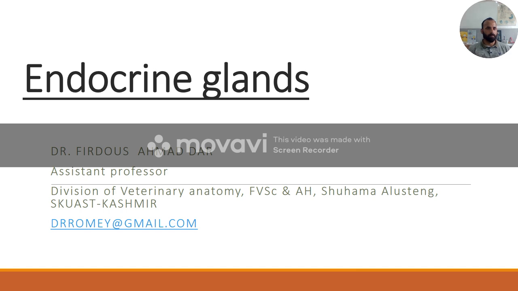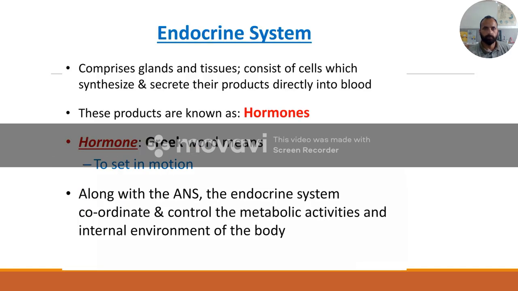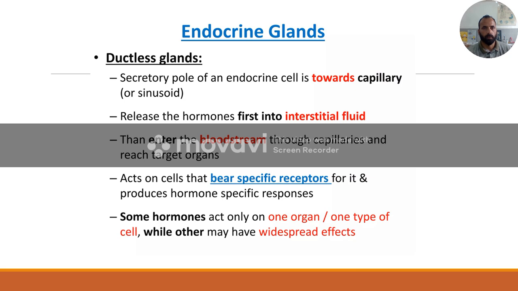And today we'll be discussing the histology of endocrine glands. The endocrine system, as you know, comprises the glands, tissues, or solitary cells that lay their secretions directly into the blood. The secretion is known as hormones, a term derived from the Greek word meaning to set in motion. This endocrine system, along with the autonomic nervous system, works together to coordinate and control the metabolic activities and internal environment of the body.